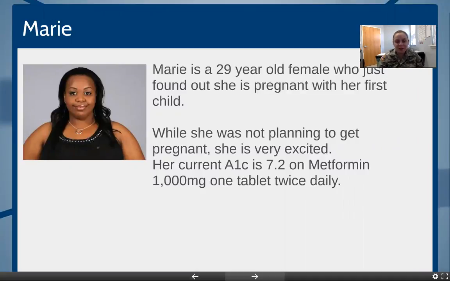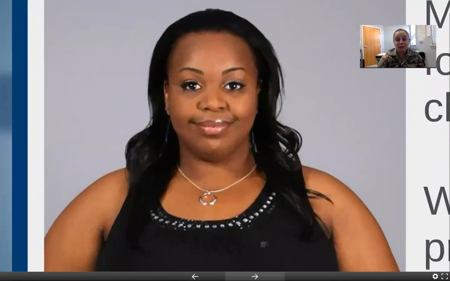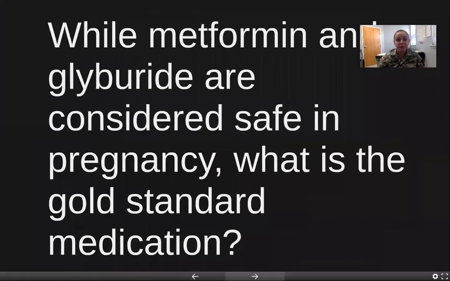She's very excited, though. Her A1C is 7.2 on metformin 1,000 milligrams, one tablet twice daily. So we know we have to fix this problem immediately because not only are we dealing with mom, but we also have a baby on board that needs to be protected. Her blood sugar needs to come down reasonably. So she's already on metformin.